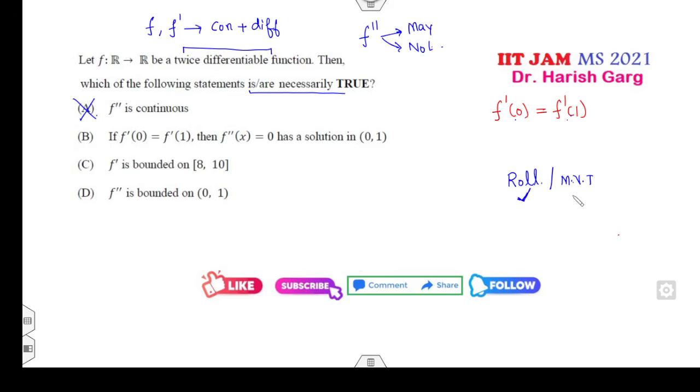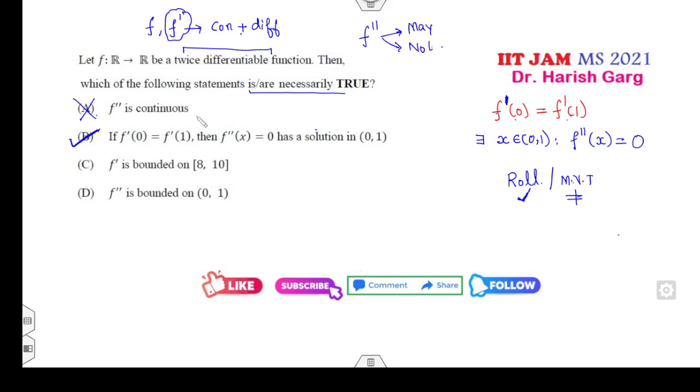Fine. Mean value theorem कब apply करती है? When they are not equal to 0 or they are not same. Once they are same, then there exists some number x that lies between 0 and 1 such that f double dash of x will be 0, provided f dash must be continuous और वो आपको दिया ही हुआ है. f dash is continuous and differentiable, so yes this condition is satisfied.